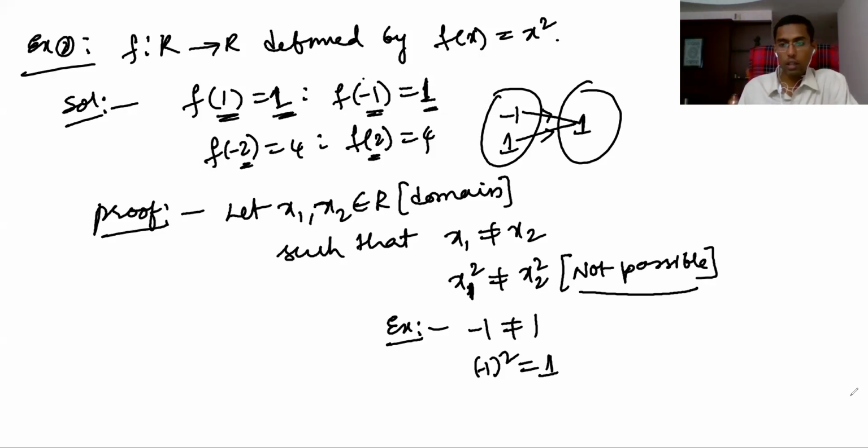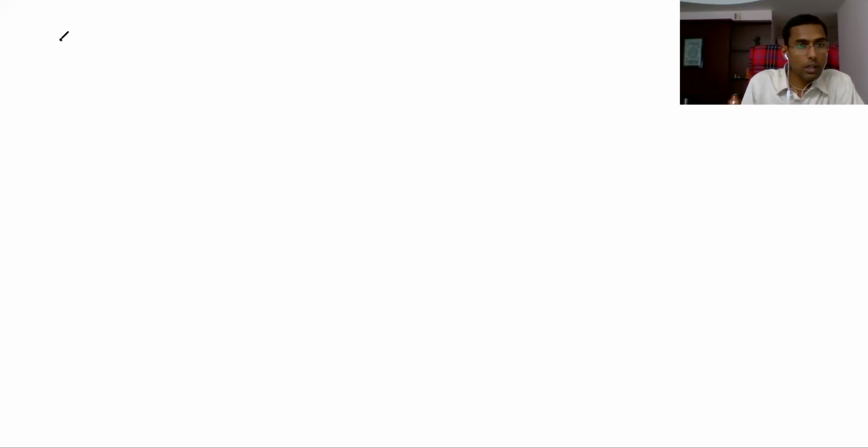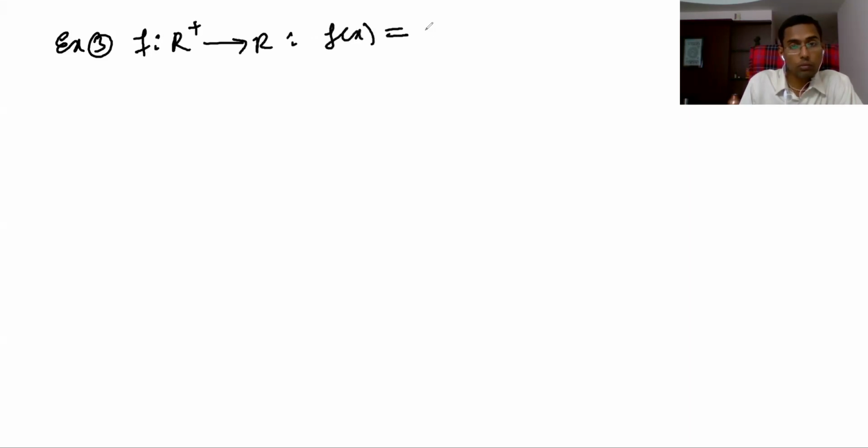Now I am giving another example. Example 3. f maps R plus, the positive real numbers, to real numbers defined as f of x equal to 2x minus 3. So whether it is a 1-1 function or not?